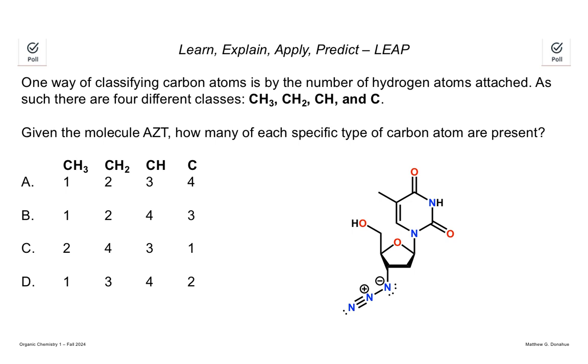So we identified 10 carbon atoms in AZT. And in this question, we're going to classify them by how many hydrogen atoms are attached to each. Throughout organic 1 and 2, there are only 4 scenarios: CH3, CH2, CH, and carbon with no hydrogens. Since I'm using the iPad here, I'll do it in color. I'll highlight the CH3 in red.